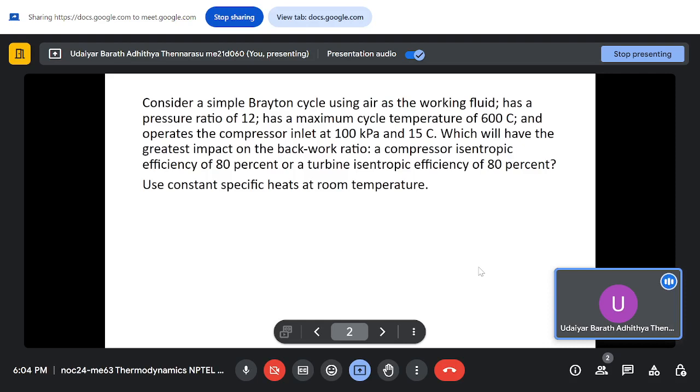Which will have the greater impact on the back work ratio, a compressor isentropic efficiency of 80% or a turbine isentropic efficiency of 80%? We are asked to use constant specific heats at room temperature.